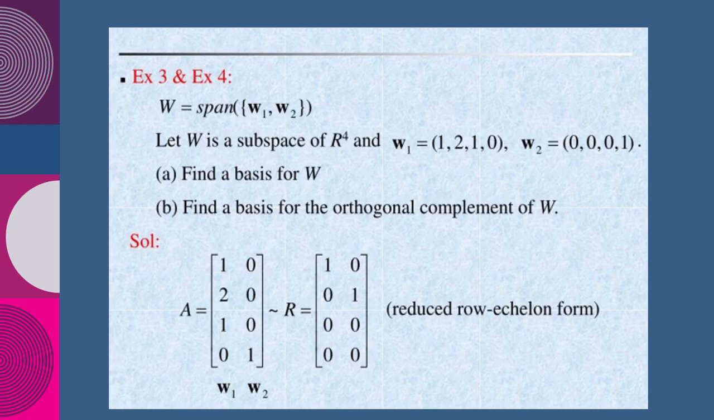Suppose W is a subspace of R4 spanned by w1, which is equal to (1, 2, 1, 0), and w2 equals (0, 0, 0, 1). We want to: A, find a basis for W, and B, find a basis for the orthogonal complement of W. So we start by putting these vectors as columns of a matrix A. Then row reduce it to its reduced row echelon form to check for pivot columns. Identify any patterns needed for the next step.